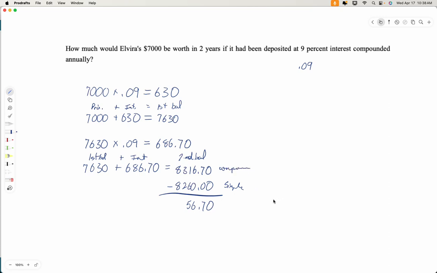So let's look at the next. The answer to this problem, by the way, is 8316.70. That's the amount compounded that we earned, okay? This amount right here. Let's look at the next problem.